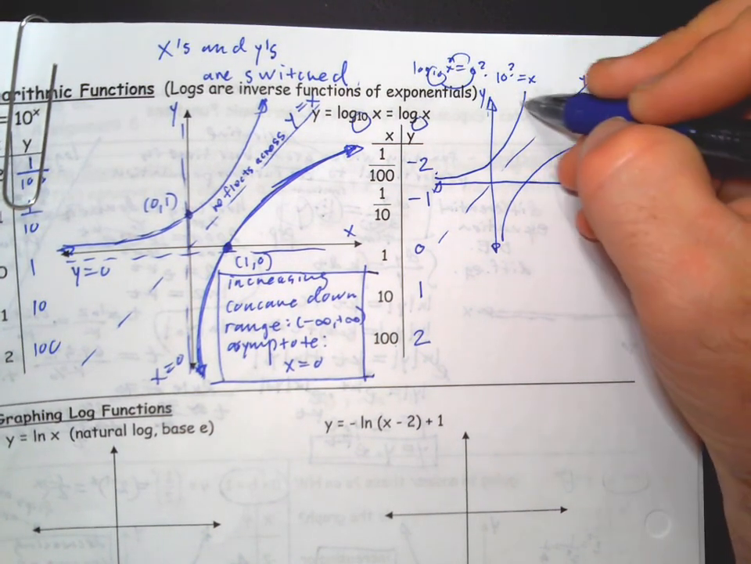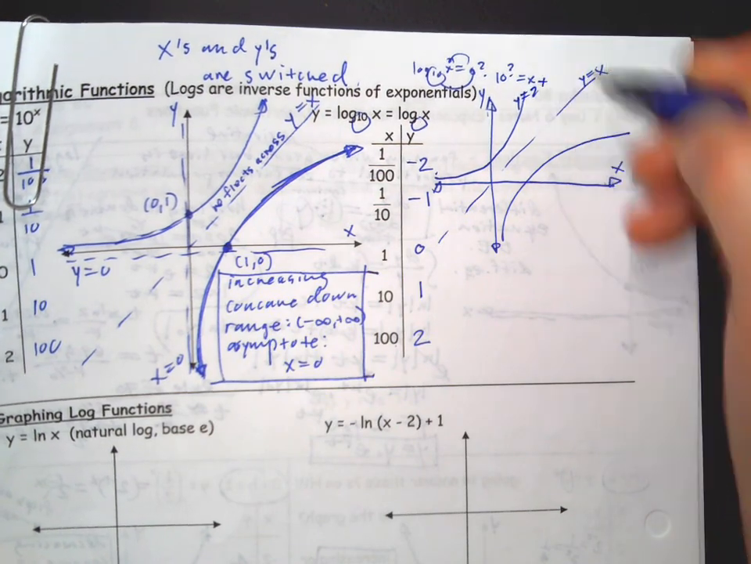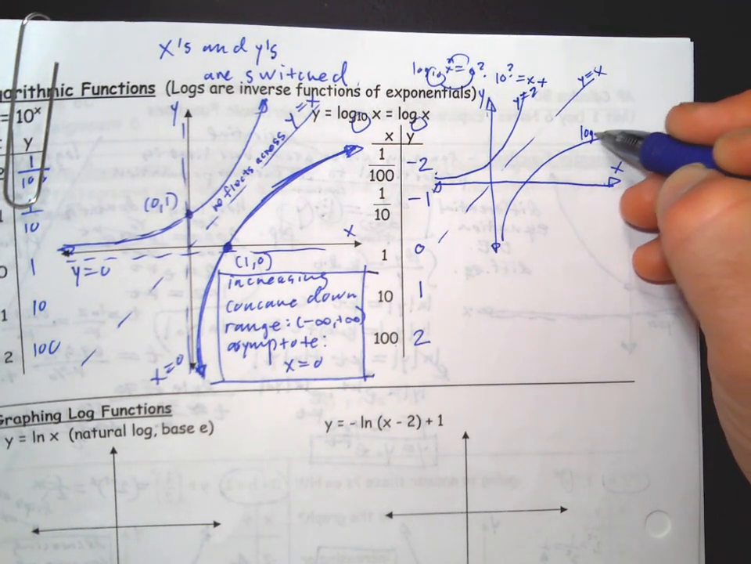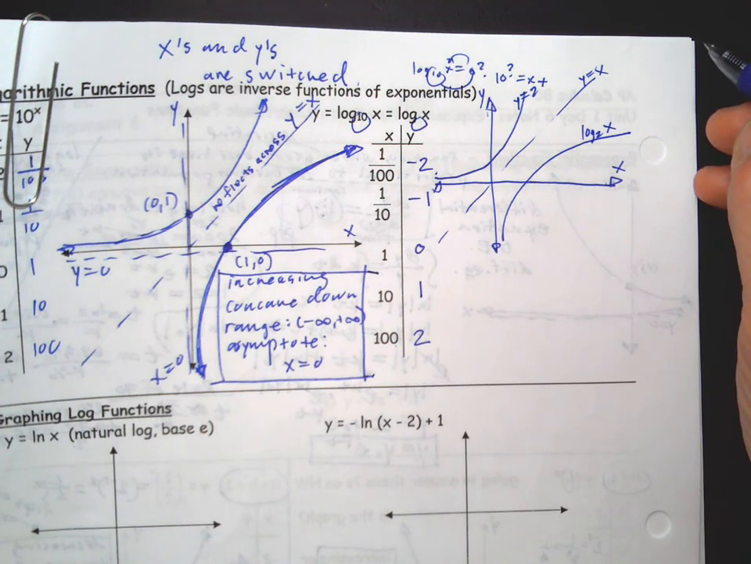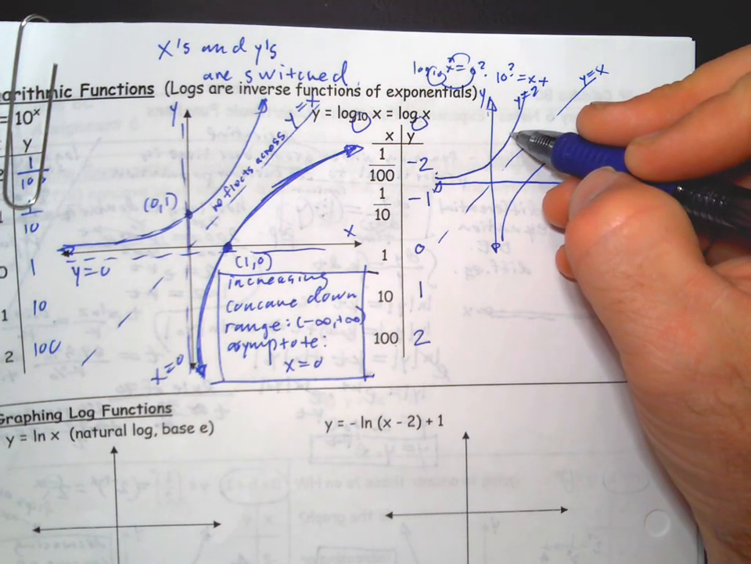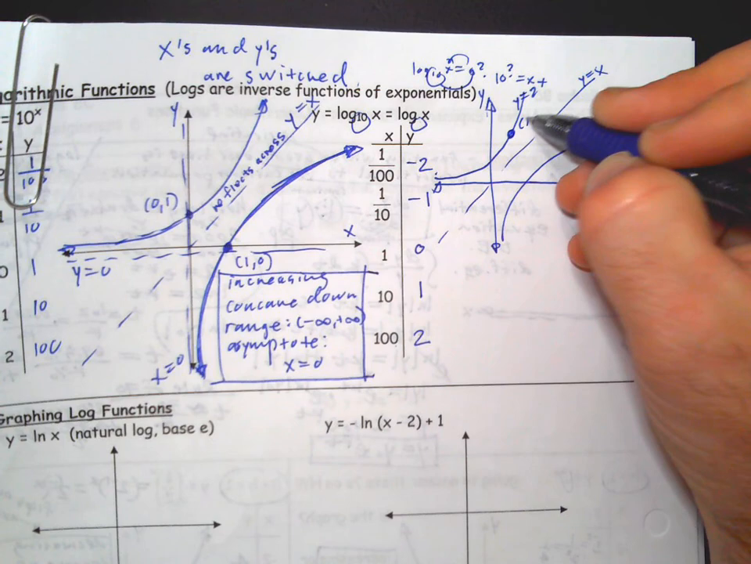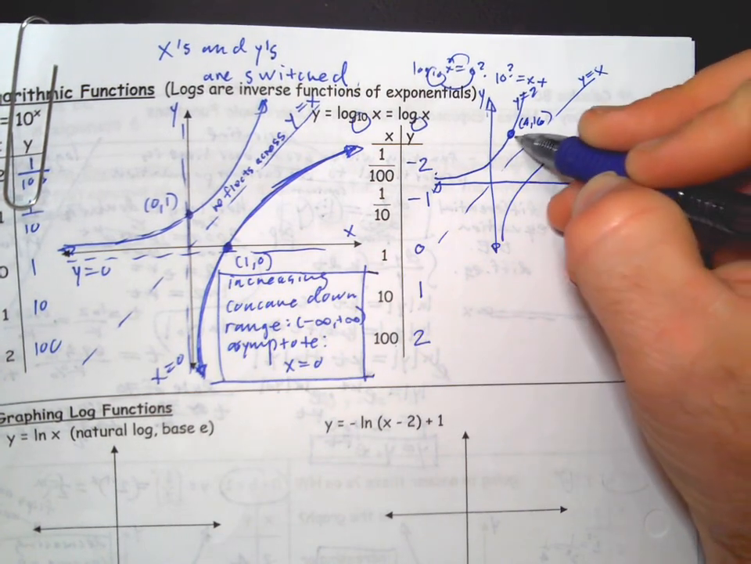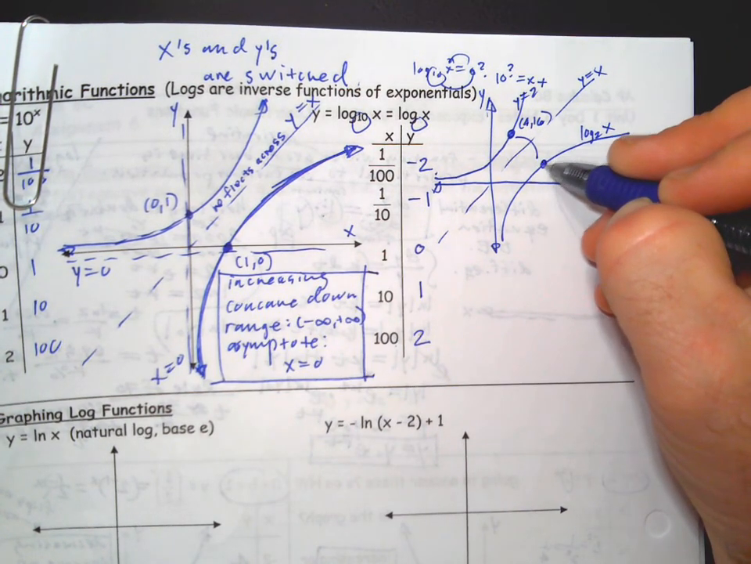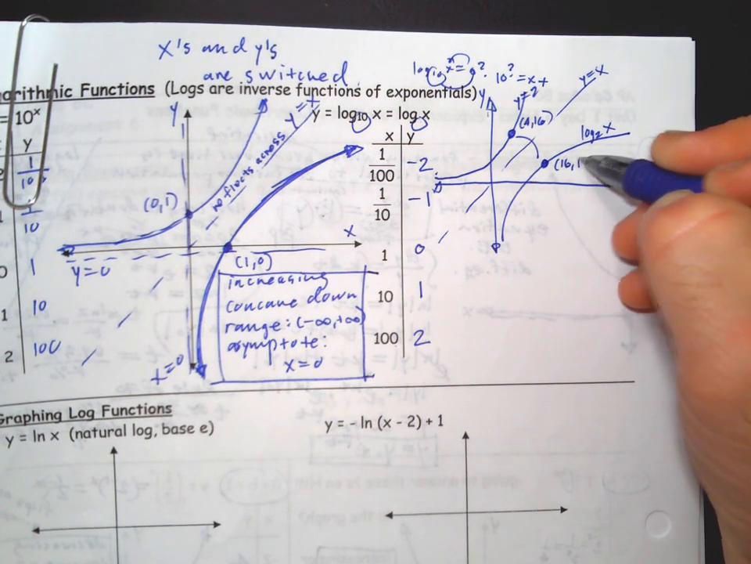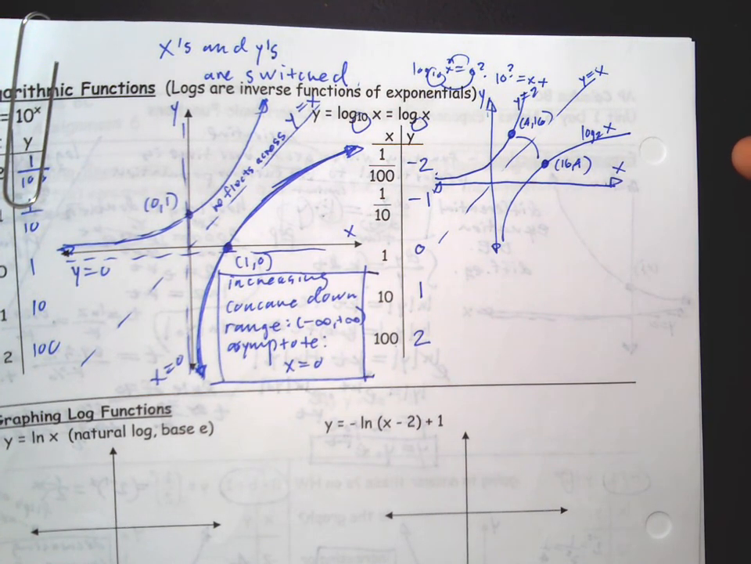So, let's say this is y equals 2 to the x. Well, then this would be log base 2 of x. Let's say that there's a point on this graph (4, 16). Well, then there's a corresponding point on the other graph at (16, 4), right? So that's always going to be true.